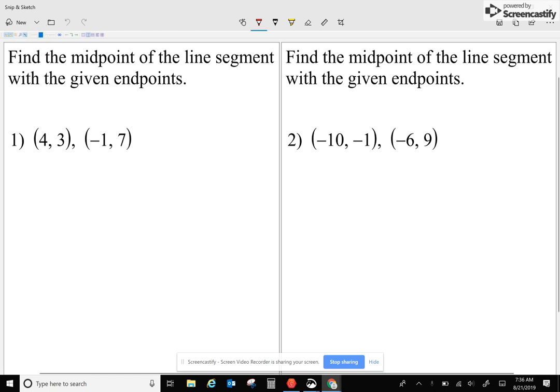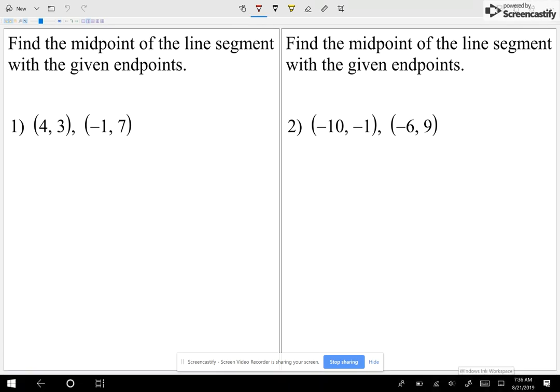All right, so midpoint is basically the point in the middle. So one thing we can do is get the coordinate plane, your x-axis, your y-axis, graph these points, and find out which point's in the middle. That's one way of doing it. Or we can do this numerically.